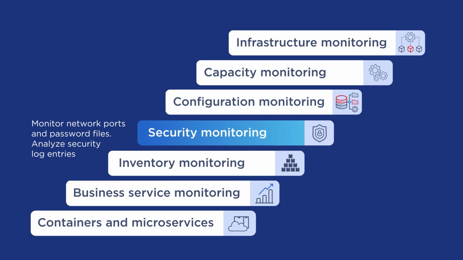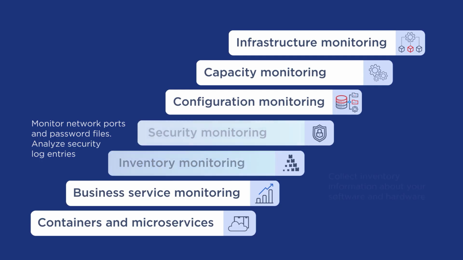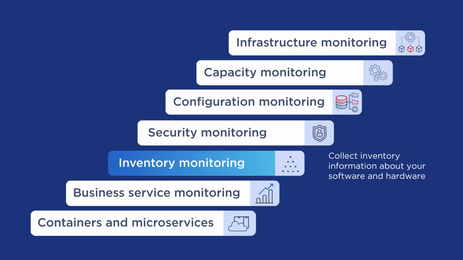Monitor network ports, check for changes in password files, and analyze security logs to prevent unnecessary IT security vulnerabilities. Leverage the built-in Zabbix inventory collection features and use the collected metrics to automatically provide and track information about your hosts, such as their hardware, software and network information, location, and any other inventory information that you wish to collect.